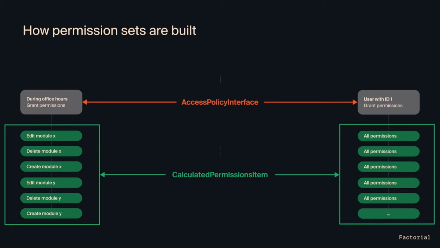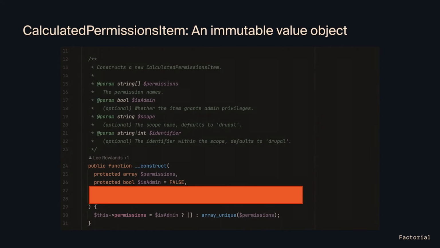So first of all, we have the calculated permissions item, which is where you would store one of these columns. And I hope you can read that in the back of the room. I actually went to the back of the room earlier, but the screen isn't that big. So the calculated permissions item is our first immutable value object, which basically represents your permissions and whether or not you're an admin. There is this little orange box there. I'm going to reveal what's behind it.